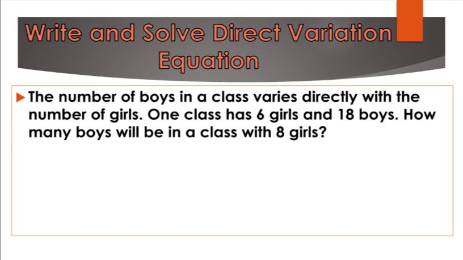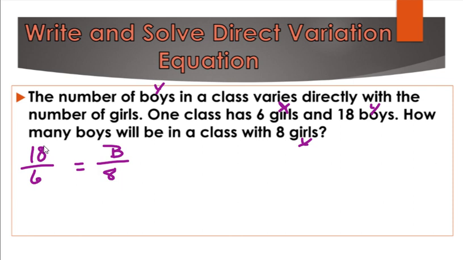Next one, the number of boys in a class varies directly with the number of girls. One class has 6 girls and 18 boys. How many boys will be in the class with 8 girls? So I would set this up with proportions. Actually, let's do the number of boys in a class varies directly. So we'll have boys first, just because this is our y. And we want to use y divided by our x. This is our y, this is our x, this is our x. We need to find our y. So 18 to 6 is the same as how many boys? We don't know, but we have 8 girls.